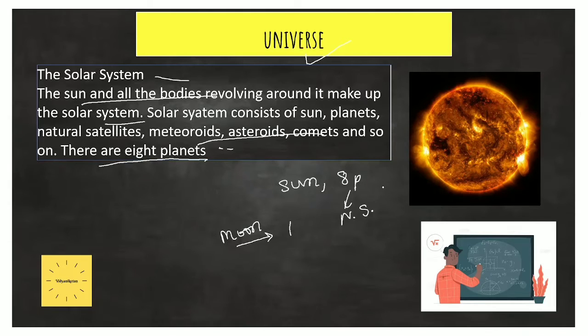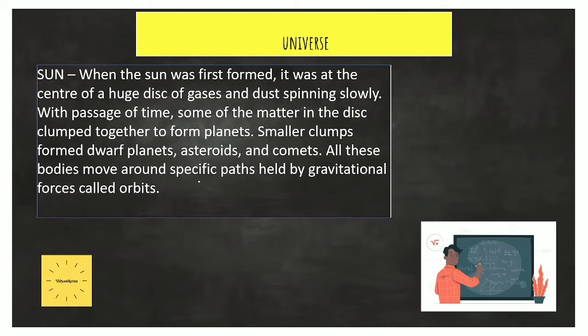This is a picture of the sun and we will learn about all these bodies in detail in our next slides. So let's move on to the next slide. The sun. When the sun was first formed, it was at the center of a huge disk of gases and dust spinning slowly. With the passage of time, some of the matter in the disk clumped together to form planets. The smaller clumps formed the dwarf planets, and others formed the asteroids and comets. All these bodies move around specific paths held by gravitational forces called orbits.